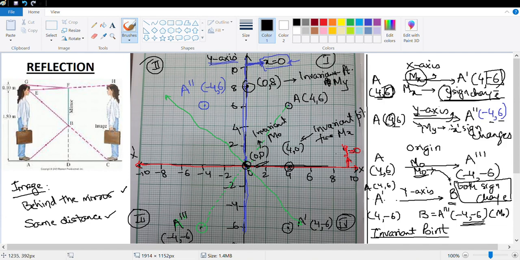Are there more invariant points? Yes, any point on the x-axis will be invariant for reflection on x-axis, because it will remain the same. And any point on the y-axis would remain invariant for reflection on y-axis. So that brings me to, are there any more points which will remain invariant when reflected on origin? You think about it, maybe there are, maybe there aren't. I'm not giving you an easy answer.